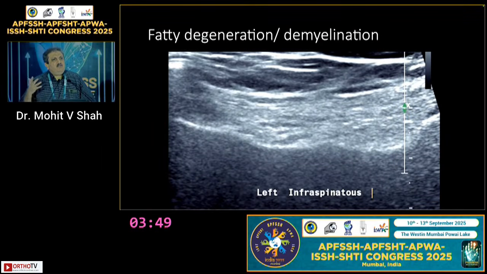So this black backdrop is essential, because loss of this backdrop tells you that this muscle is probably undergoing degeneration or demyelination, secondary to either a tear or a neurogenic disorder.